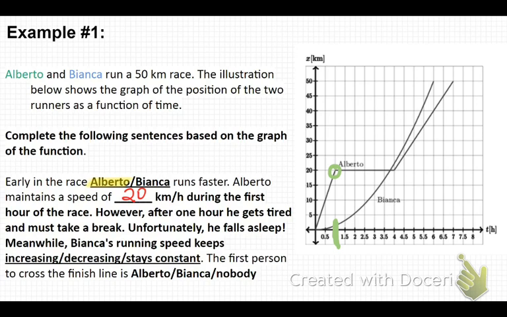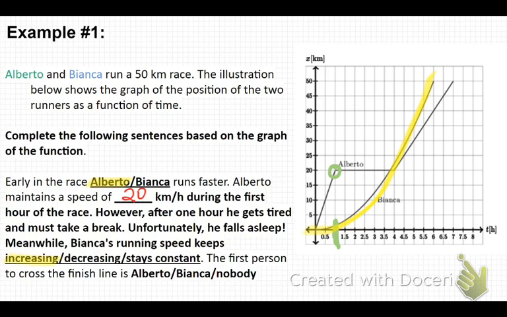It says, meanwhile, Bianca's running speed keeps increasing, decreasing, or stays constant. What is it? Increasing. It is increasing, yes. Because if you look right here, this is like kind of like a parabola. Yes, her speed is increasing. If it was decreasing, do you know what it would look like? No. If her speed was decreasing, it would not go back down like this, okay? Because on the y-axis, we're measuring distance, okay? So even if her speed gets slower, she's still covering distance, just not as fast.